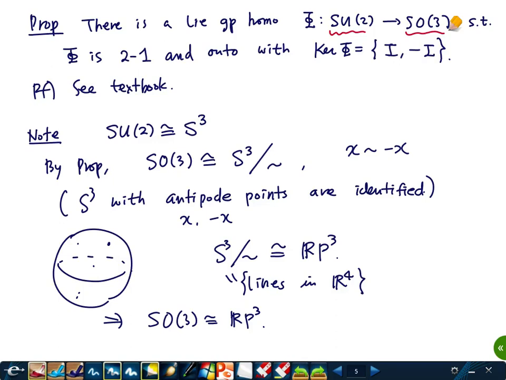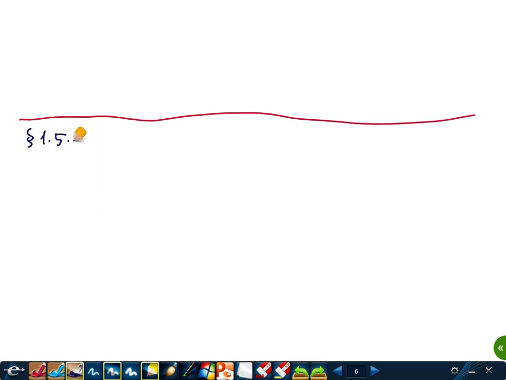Any questions so far? Okay. And the next section, maybe I can use somewhere below this. Section 1.5. But I think this section is short enough so that I can fit it inside this space.